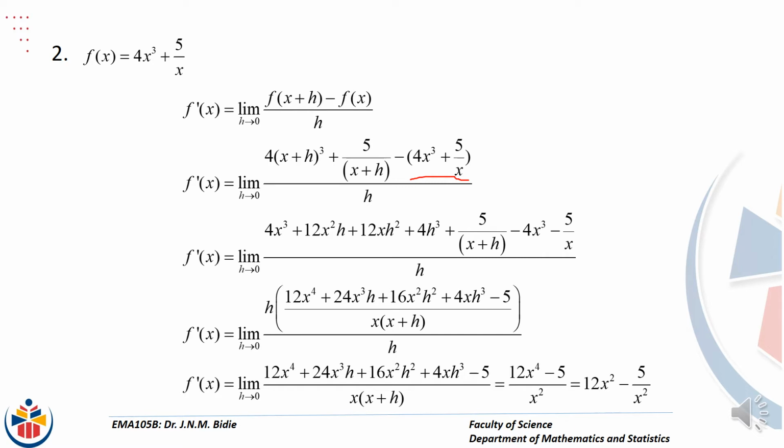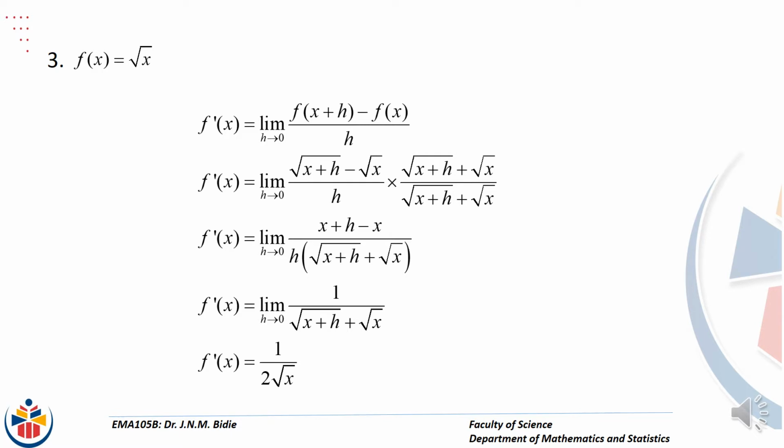Then the third last step, we don't have h now in the denominator. Then we can safely substitute h equal to 0 in, and simplify, and that's the expression that we got as the derivative of 4x cubed plus 5 over x. Please check all the steps to see whether you are going to get the same solutions.